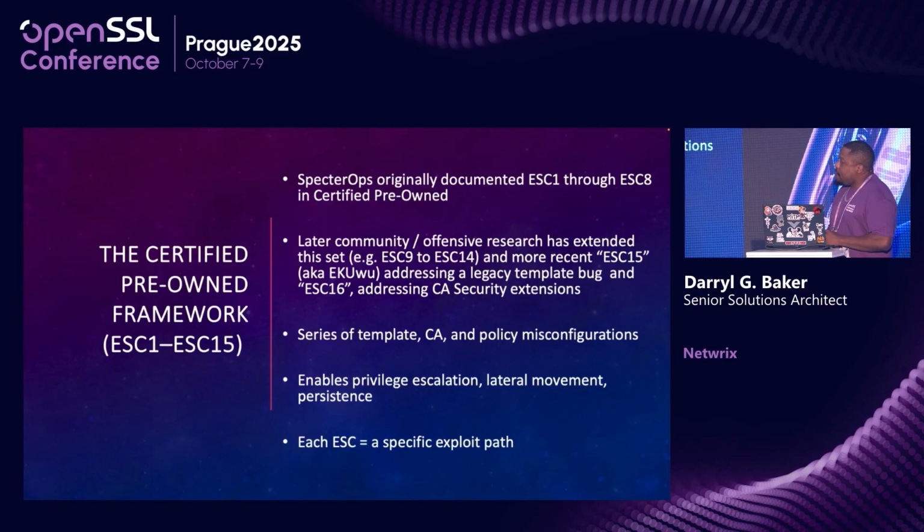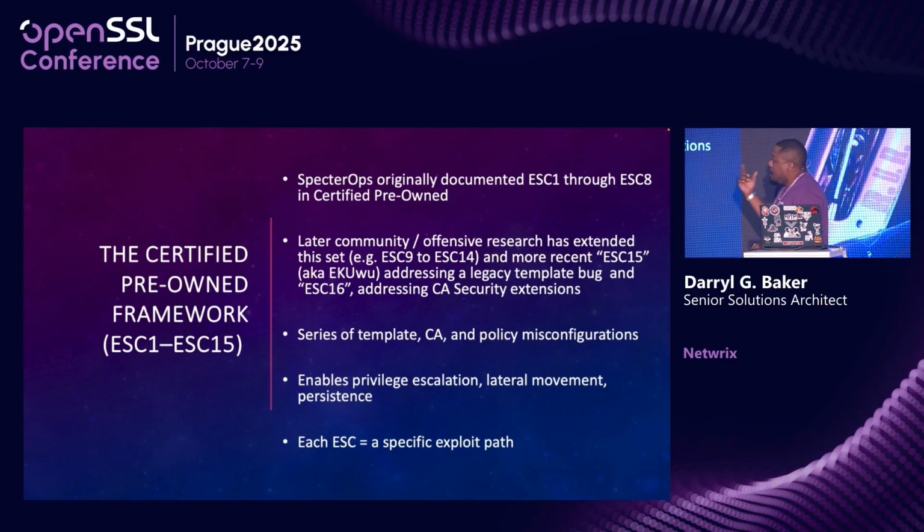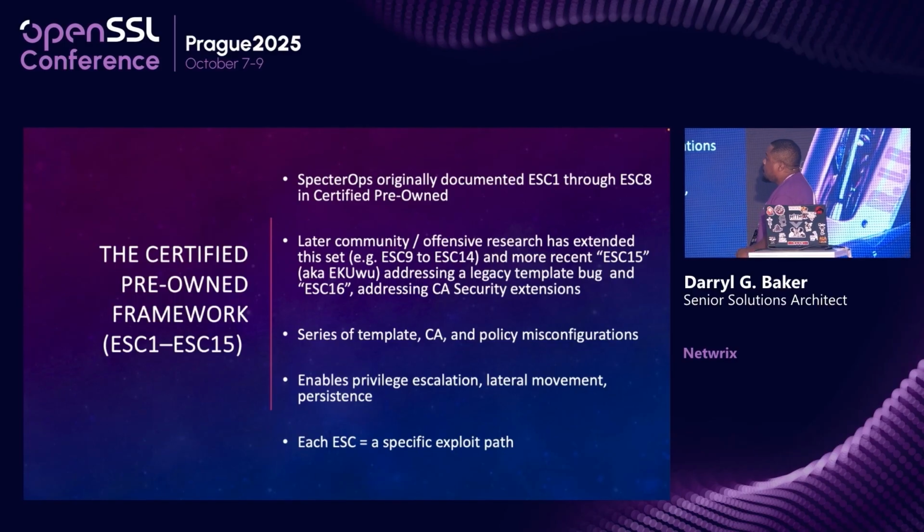If you look at ADCS prior to Server 2022, it looks very, very different under the hood because of this paper and because of the open source community who have contributed to it and found more escalations. So originally, the escalations that were found were 1 through 8, and then later on they were expanded 9 through 14, and then even after that, 15 and 16 were added. With that being said, they're still adding more.